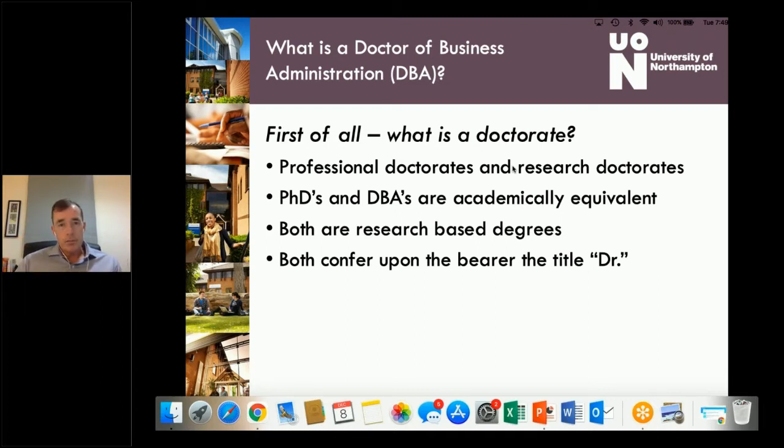Now we have the other type of doctorates for people who aren't primarily engaged within a particular profession, but are primarily engaged with research or academia. And the most well-known of these would be a PhD. These are people you normally find in universities or research institutions. So they're different types of doctorates, but they're academically equivalent. They're both at the same level. The only difference is they have different audiences and different outcomes.